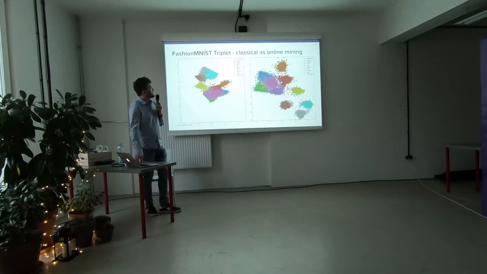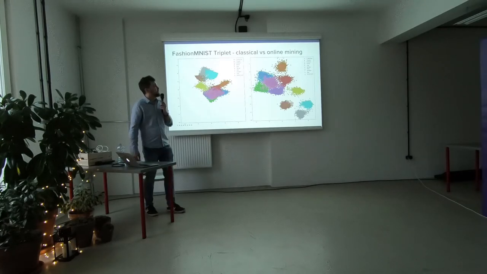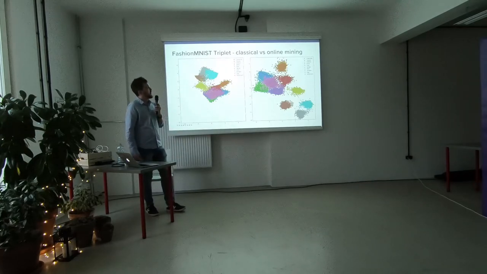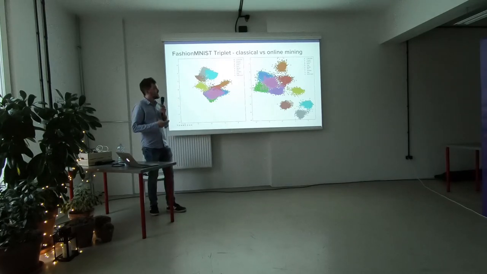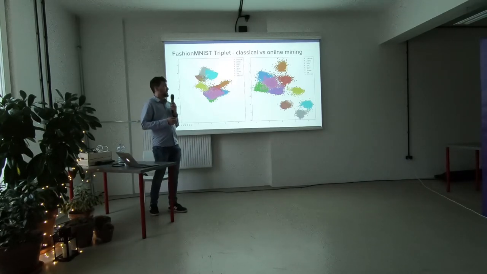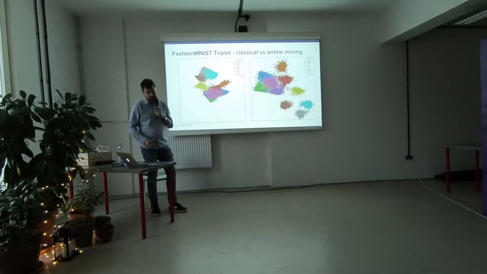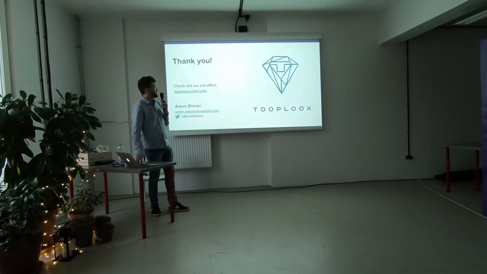Many of the classes in the classical training way overlap, but here we can see that they're quite well separated. And let's remember that this is for the case of two-dimensional embeddings, which is not very practical if we were to train a system that should work, but this is just for visualization purposes. Normally, we would use embeddings with much higher dimensionality, and this would probably lead to more separable classes. Okay, and I think that's it.